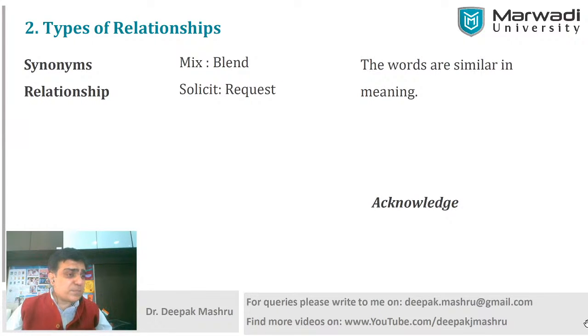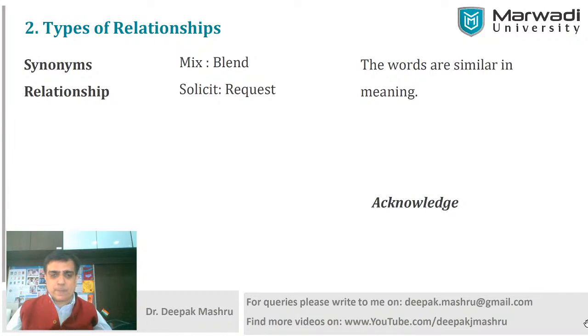Then the next one is synonyms. Synonyms relationships, right? That means both the words are similar in meaning. For example, mix is to blend. We mix it or we blend it. Solicit and request, right? So acknowledge is to accept. That means both the words are similar in meaning. That's why they call them synonyms.